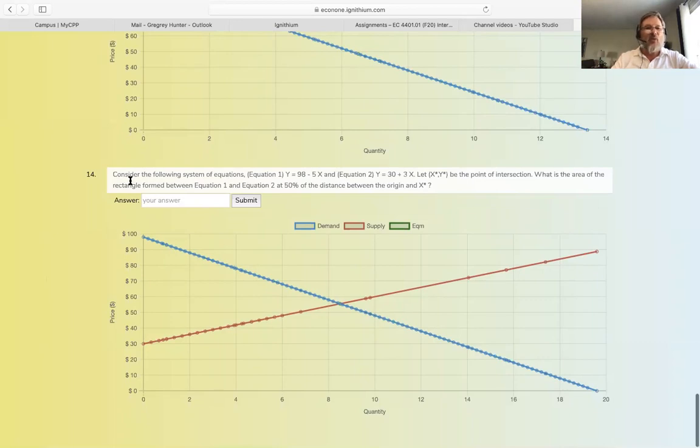Okay, so question number 14. Consider these two equations. We have our point of intersection. What's the area of the rectangle formed between equation 1 and equation 2 at 50% of the distance between the origin and x star? So who wants to help me with this one?